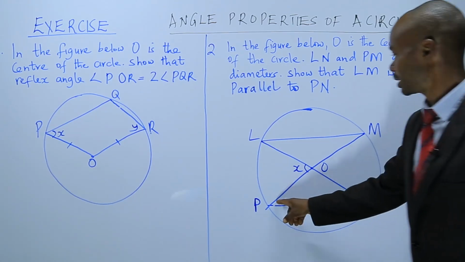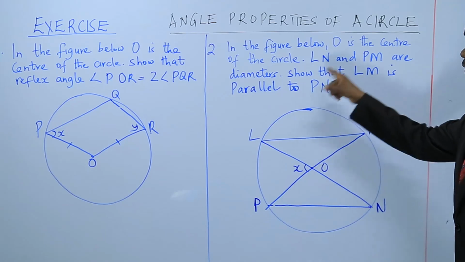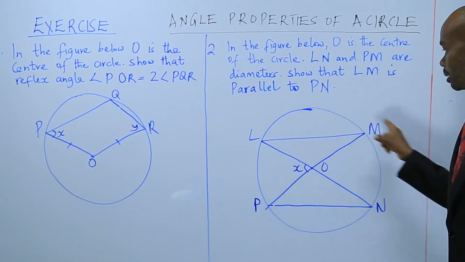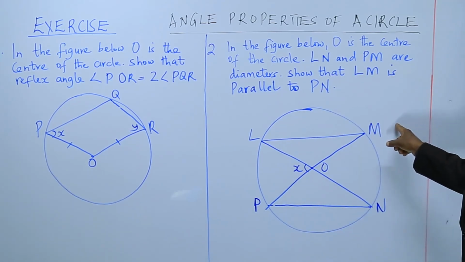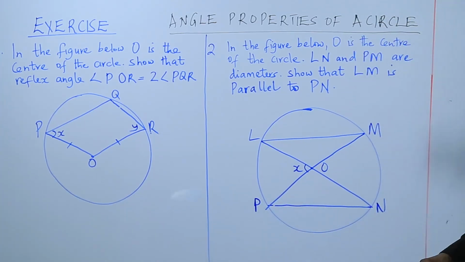In the second question, the question is, in the figure below, O is the center of the circle. LN and PM are all diameters. Show that LM is parallel to PN. Those will be the questions for the assignment.